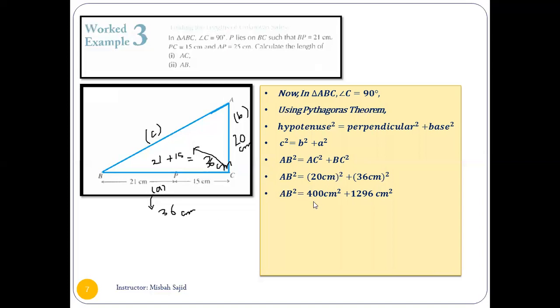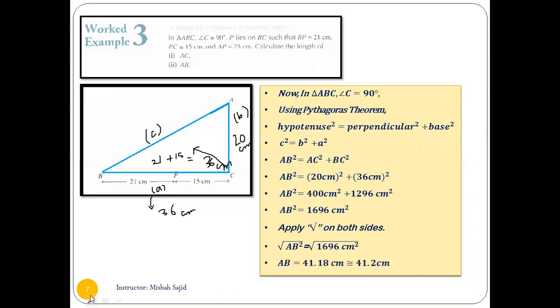So 20 centimeter whole square is equal to 400 centimeter square, and 36 centimeter whole square is equal to 1296 centimeter square. So AB whole square is now equal to 1696 centimeter square, because I have just added 1296 with 400 centimeter square. In the next step, we will apply the square root on both sides. The square and the square root cancel out.